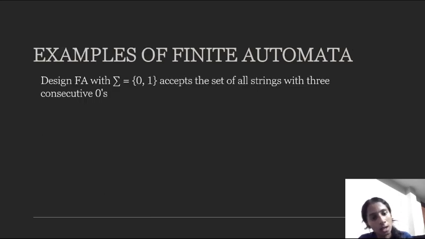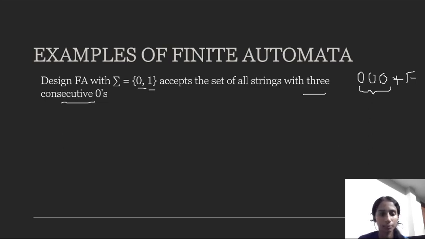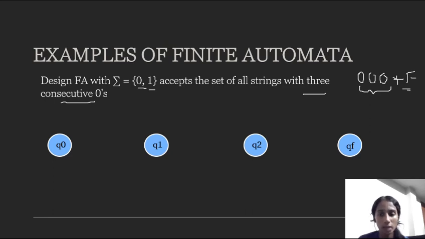Okay, now let's take an example where the alphabet set is 0 and 1 and the string should be accepted only if there are 3 consecutive zeros. This indicates that we need to accept any string which has the substring 000. So for this, first we know that we need 3 different states for the 3 zeros to be verified plus one final state. So we need 4 different states: Q0, Q1, Q2 and QF. But QF is a final state, so we indicate that with a double circle.